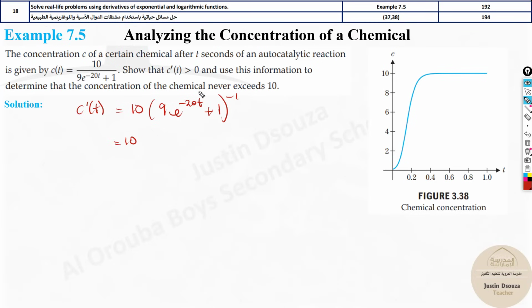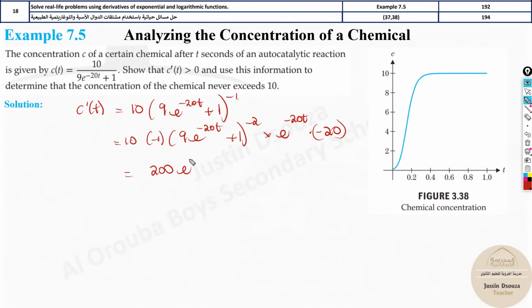Now let's differentiate it. 10 is a constant. This minus 1 comes over here. It will be minus 1 times 9 e to the power minus 20t plus 1, the whole power negative 2, multiplied with the derivative of the inside, which is e to the power minus 20t multiplied with, again by the chain rule, the derivative of the exponent, which is minus 20. Now let's simplify this. This becomes 10 times 20, which is 200. Minus becomes plus, and what's remaining?